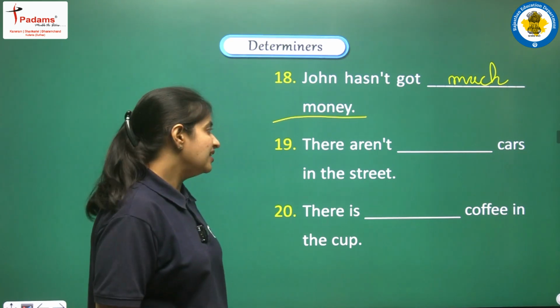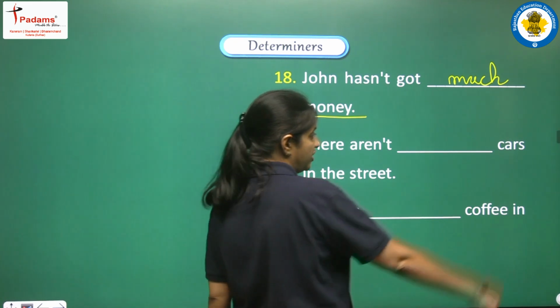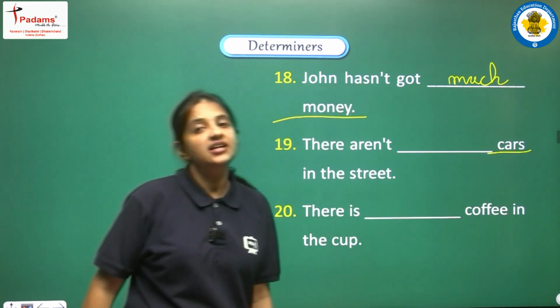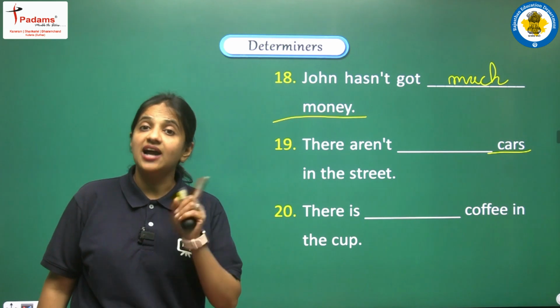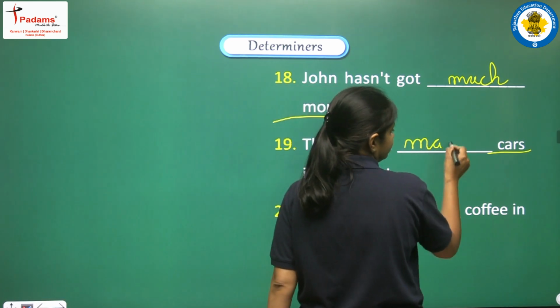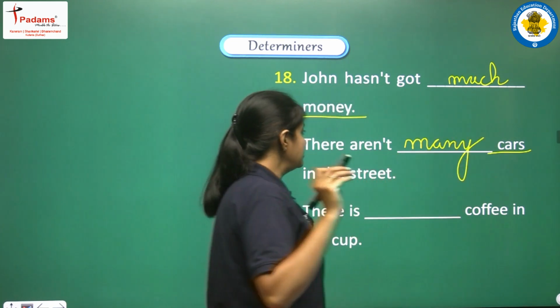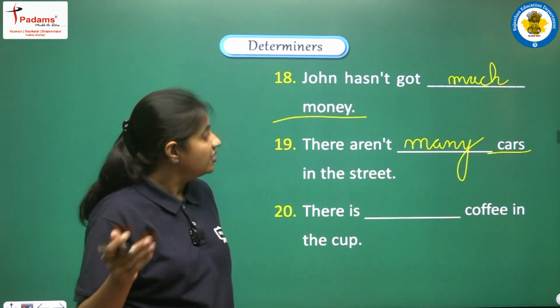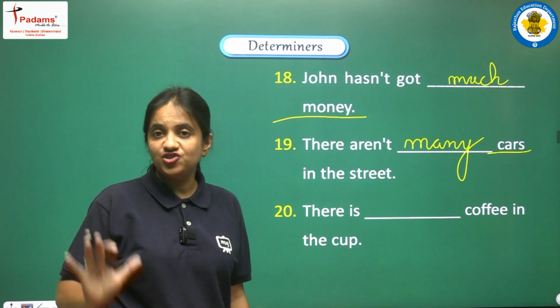Next, there aren't cars in the street. So here we are having cars. That's a plural and countable noun. So for that we have to write many. And the complete sentence will be there aren't many cars in the street.